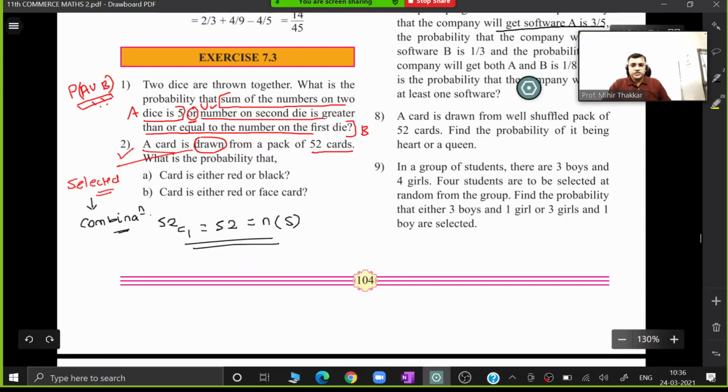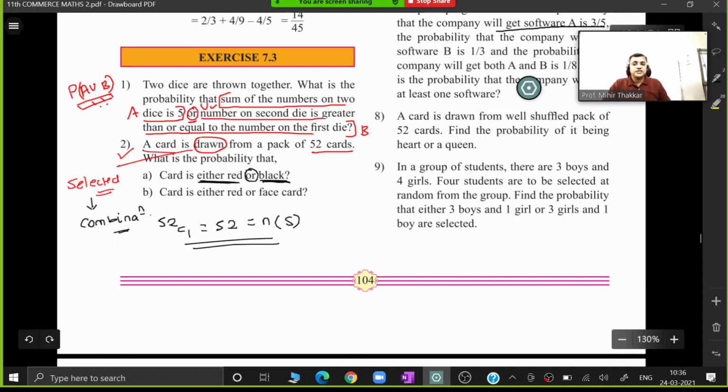Now, what is the event that he is asking us? He is telling us what is the probability that the card is either red or black. The events are joined by using the word or.